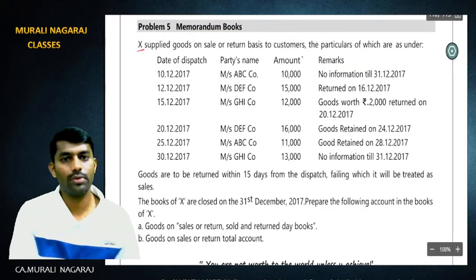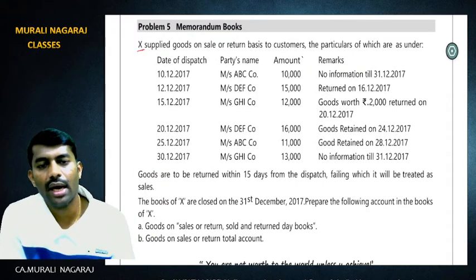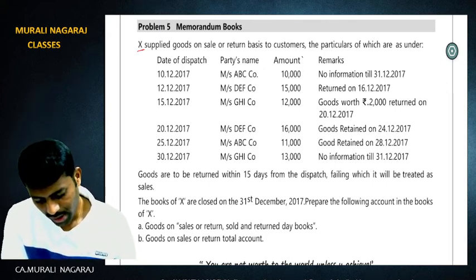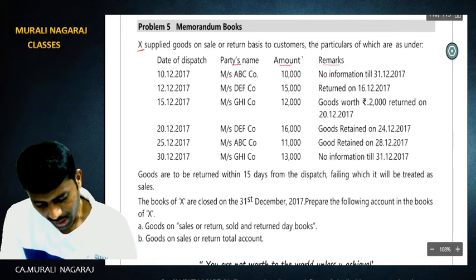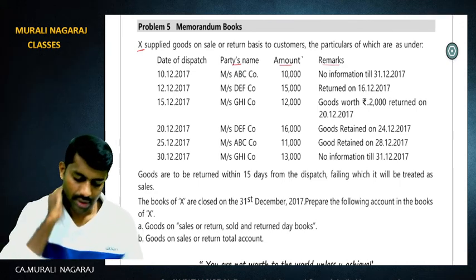Now, how are we going to present that information in a day book format and in a ledger, if they ask how to present? That we will learn here. Now look out: date of dispatch, party name, amount, remarks. Let us see. So on the 10th, to ABC and Co, 10,000 worth we have sent.